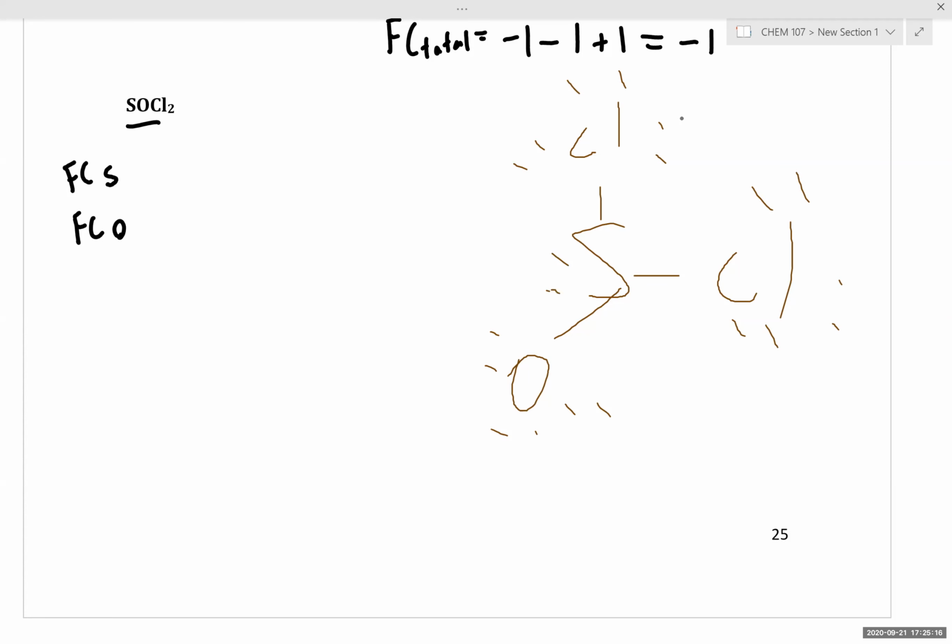So we have a proposed structure for thionyl chloride, otherwise known as SOCl2. The structure itself looks quite reasonable. And if anyone else would like to share their proposed structure, don't be shy to share it using the annotate tool as well. And once we have your proposed structure, focus on assigning your formal charges using our formal charge equation.